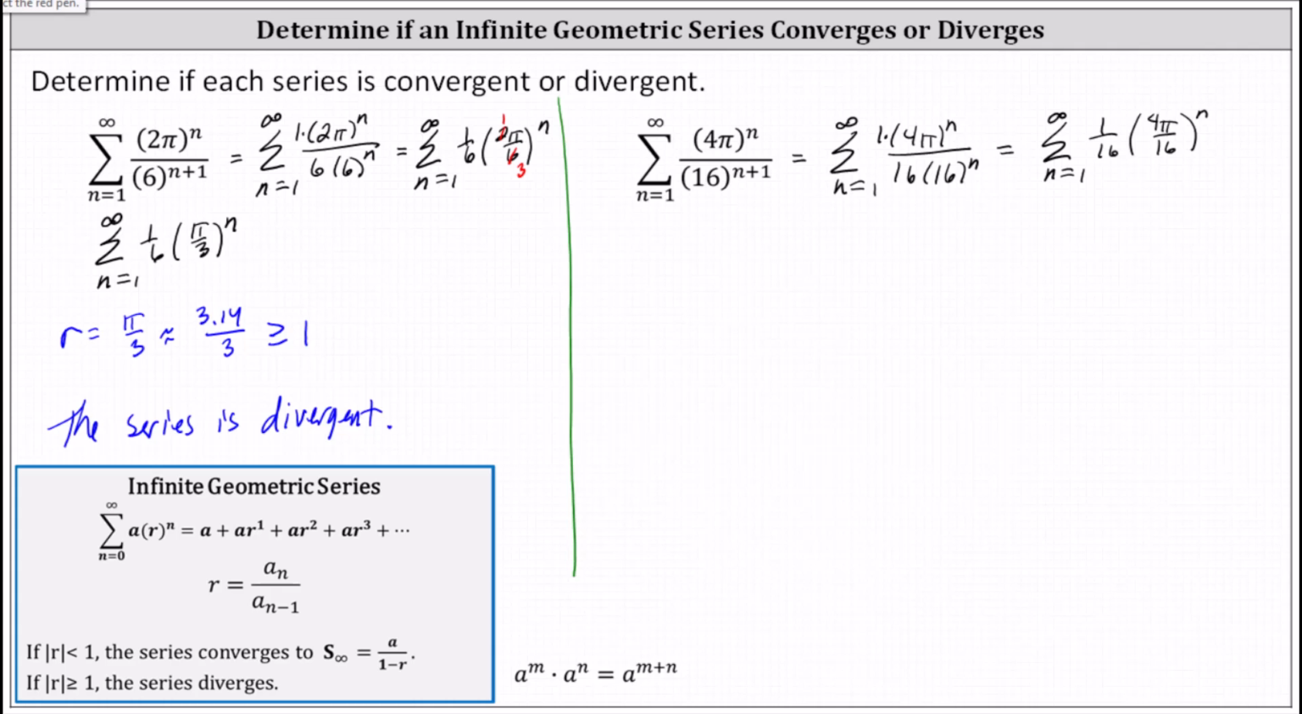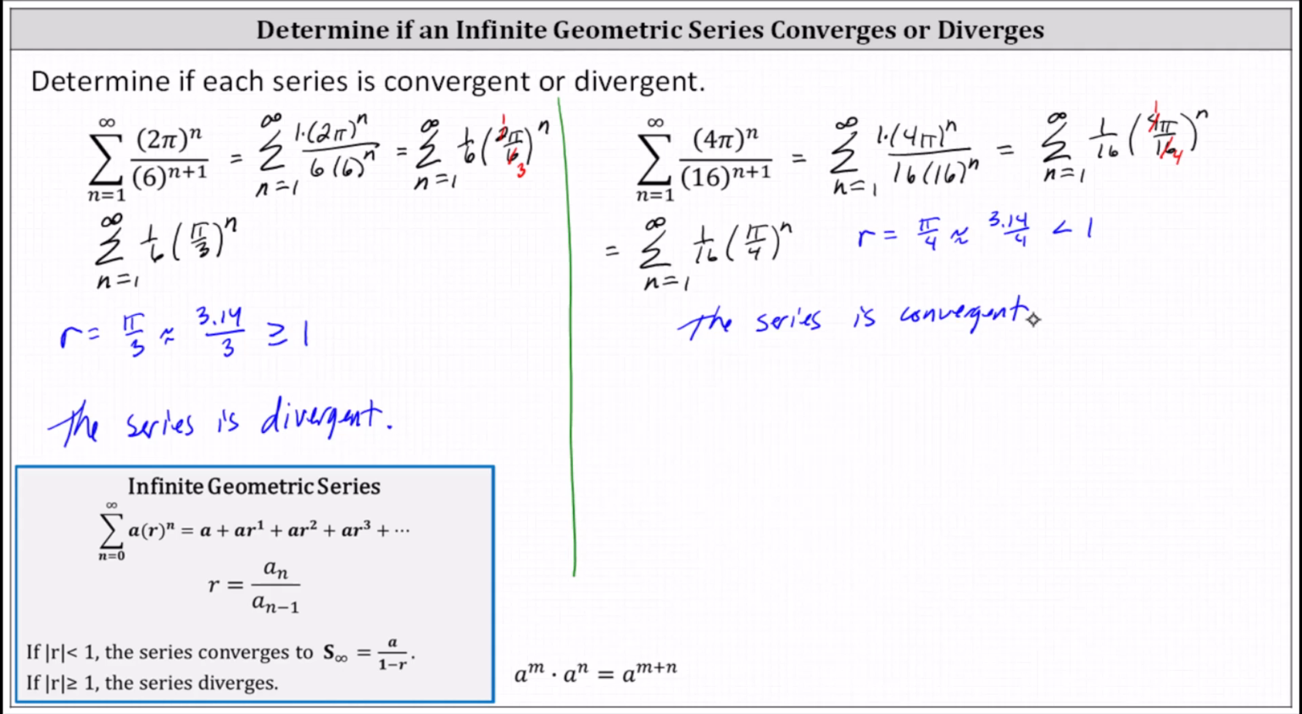And again, we can simplify the common ratio r. 4/16 simplifies to 1/4, or there's 1 4 in 4 and 4 4s in 16. Let's write the series as the sum from n equals 1 to infinity of 1/16 times pi divided by 4 raised to the power of n. Notice now we have the common ratio r is equal to pi divided by 4, which again is approximately 3.14 divided by 4, which is less than 1. Because the absolute value of r is less than 1, the series is convergent.